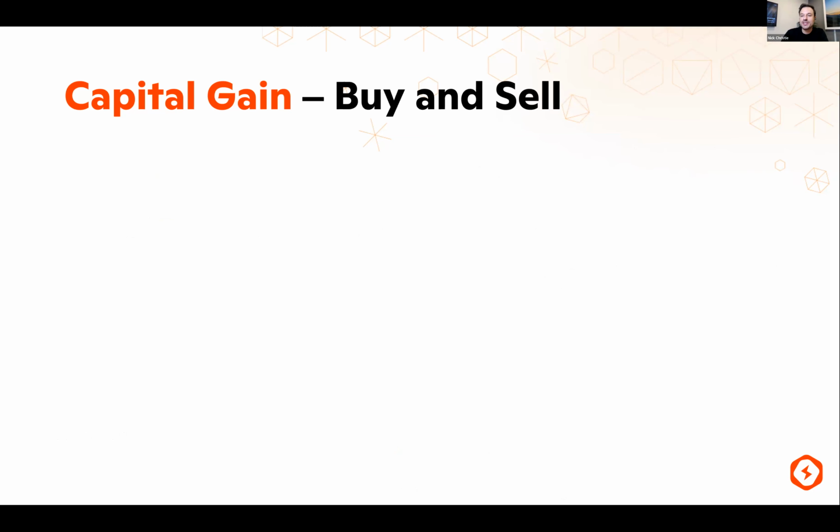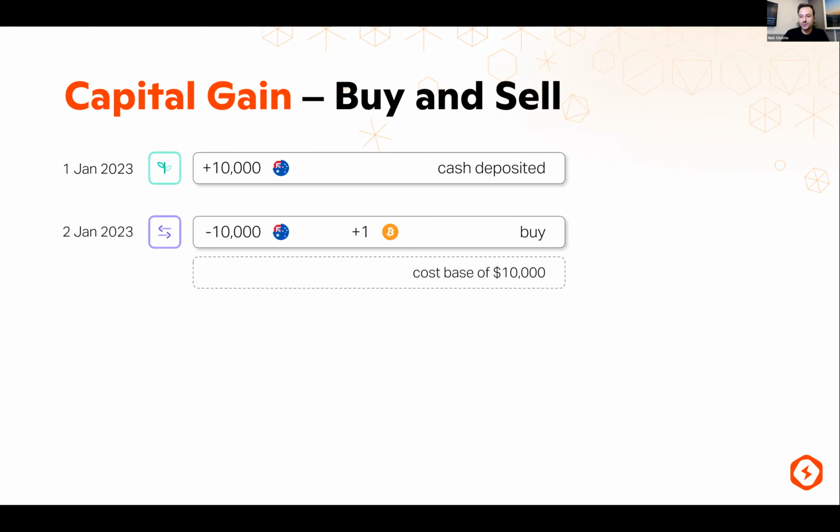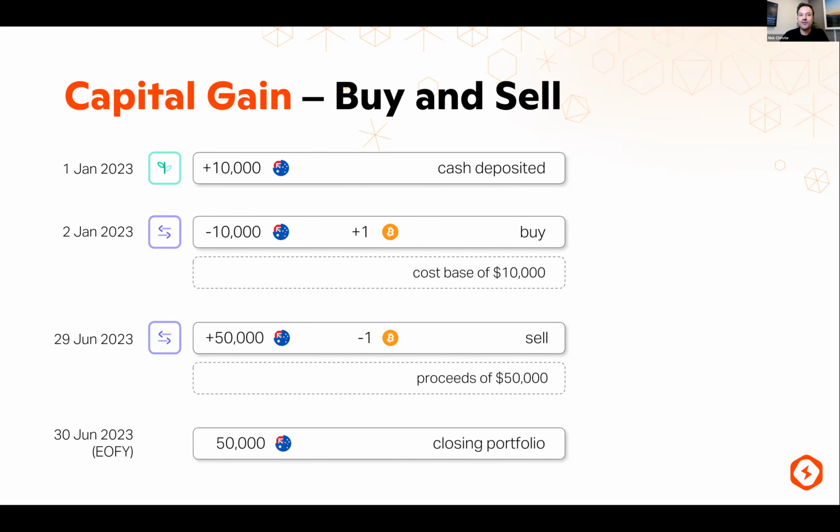The next example is if you buy and sell, right? This is the next, more complicated example. So it works exactly the same. You can imagine that you deposited $10,000. You took the 10,000 to purchase that one Bitcoin. And then later in the year, you now decide to sell the Bitcoin. And in this case, you sell it for $50,000. So it really went up in value, right? And then if you look at your closing portfolio, you now have 50 thousand sitting there.